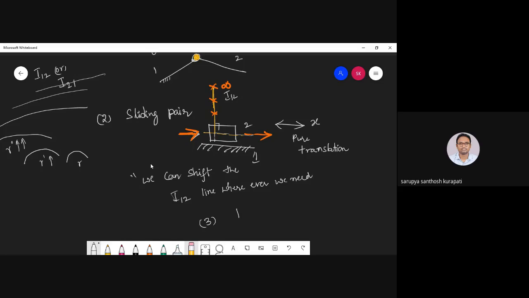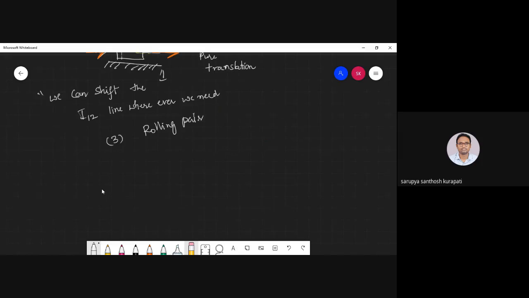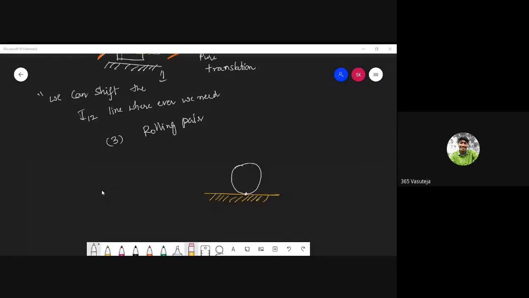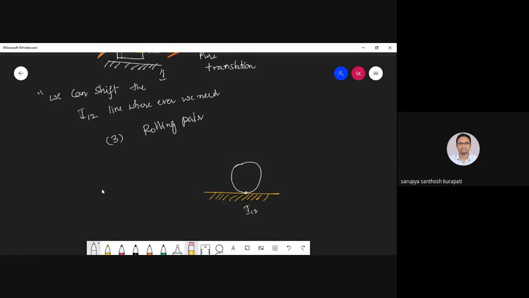Now the third pair is the rolling pair. Do you remember rolling, in the first topic where we discussed different types of pairs? Yes sir. So this is my surface, and on this surface I am placing a roller. The point of contact is a line contact. We'll see whether this is the point or not.